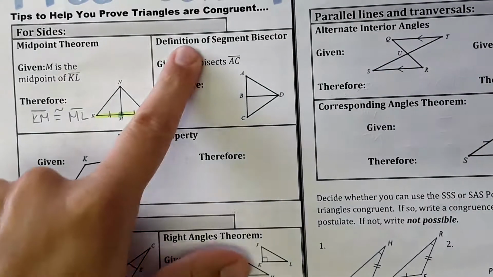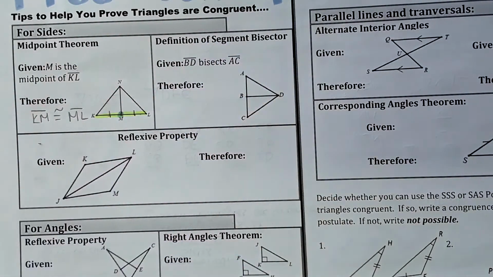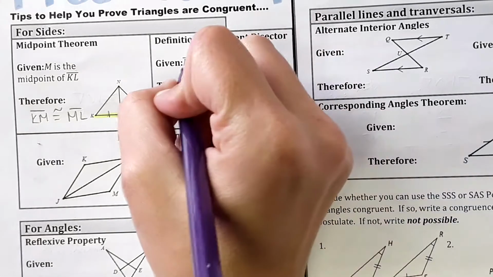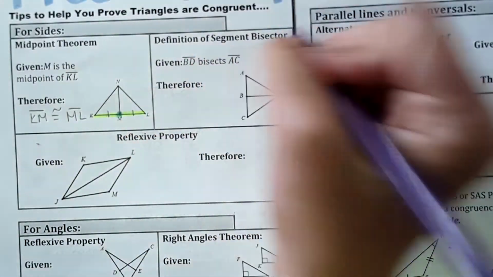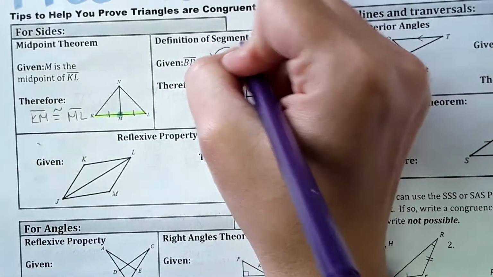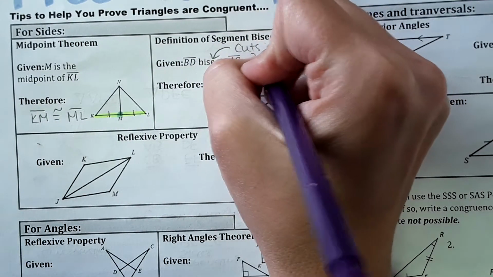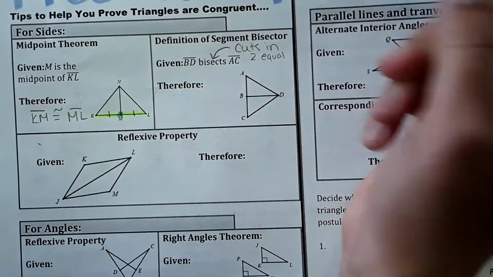Okay, and then we have definition of segment bisector. A bisector is something that cuts something exactly in half. So here it says that segment BD bisects AC. Bisects means cuts in two equal pieces or two halves.